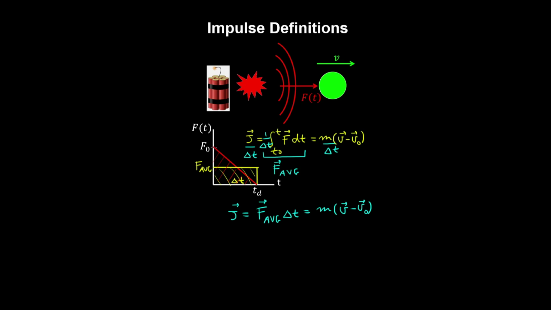So in this example, where we've simplified the impulse due to an explosion as a triangular impulse, in this case we're looking at one dimension, and the impulse is the area of that triangle. And we can also observe that the average force here is (F0 plus 0) on 2, and then multiplying the average force by delta t gives us the same impulse.